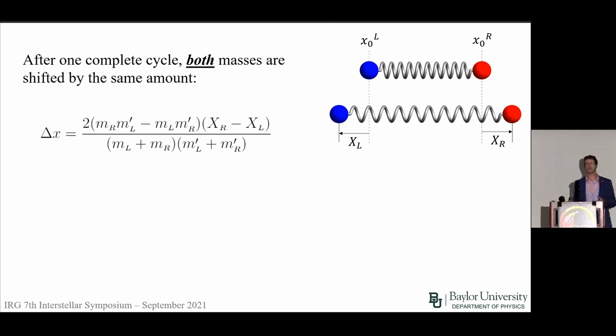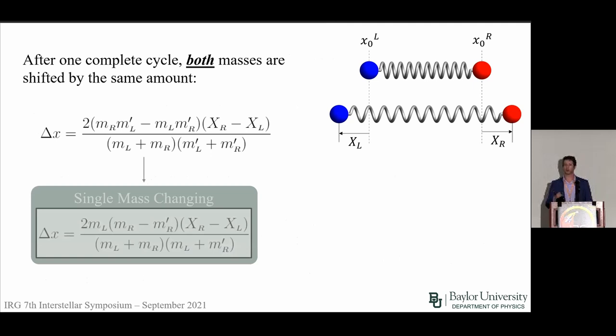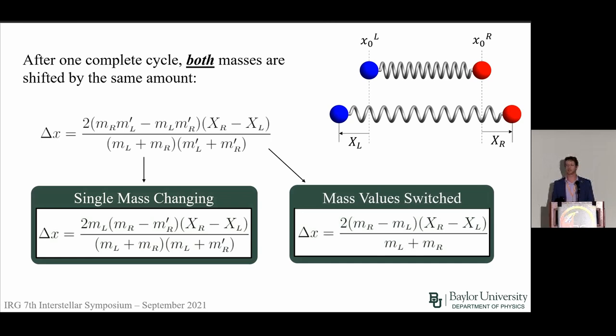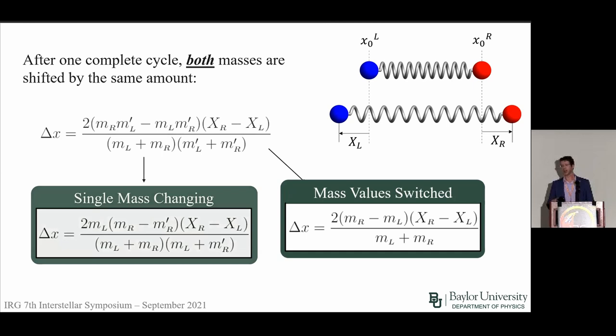This can be simplified in one of two ways. We can have a single mass changing. So in this case, the right mass is the only one changing and the left mass remains the same. We can also see a simplified system where the mass values have been switched. So in this case, M sub R becomes M sub L and M sub L becomes M sub R at the extremum positions, and then vice versa as we run through the cycle. And this is going to be the case that we're going to be analyzing.